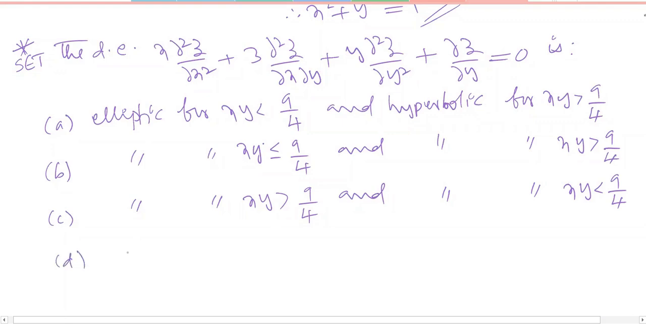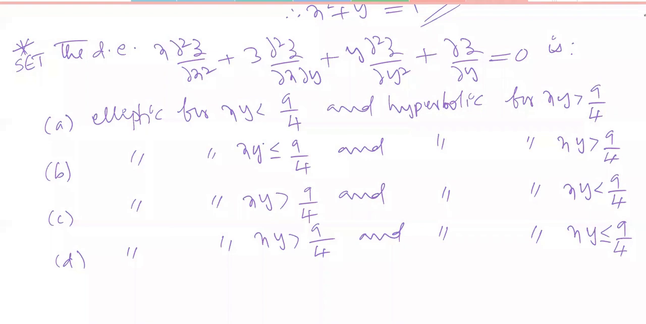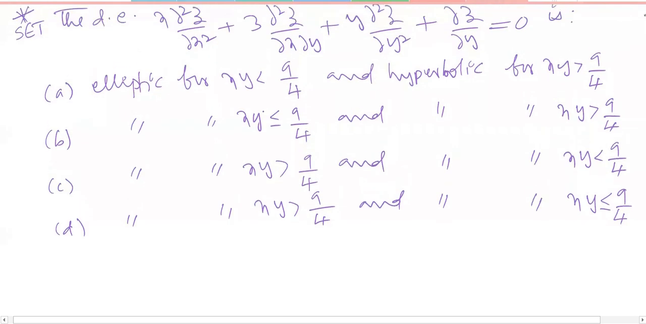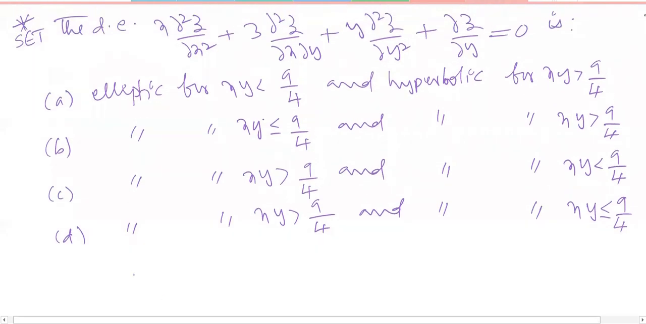And option D, elliptic for xy greater than 9/4 and hyperbolic for xy less than or equal to 9/4. These are the options. We have either elliptic or hyperbolic. So this equation, with the R, S, T, P, Q coefficients: small r coefficient is x, s coefficient is 3, and t value is 1.